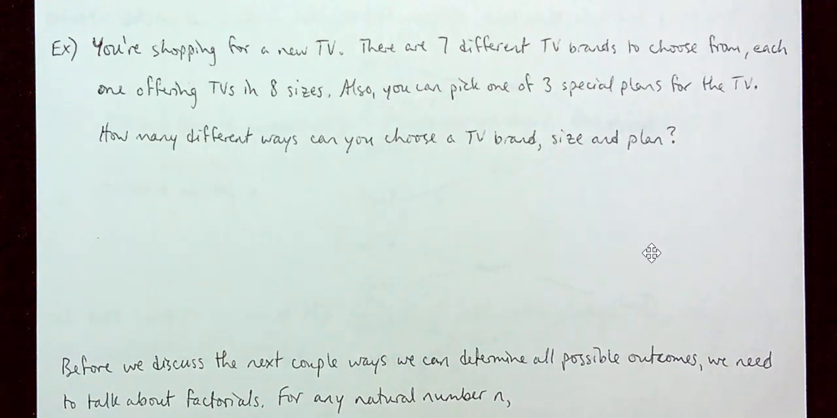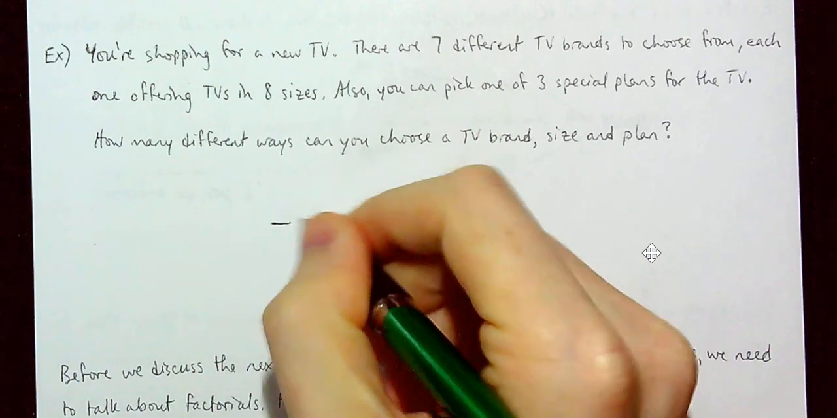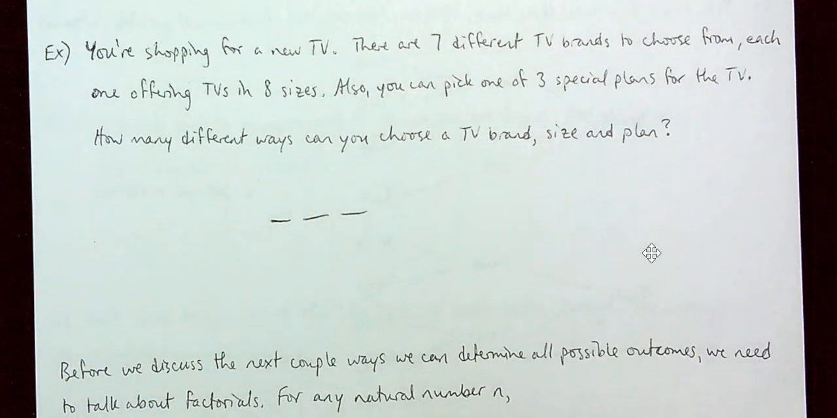Suppose you're shopping for a brand new TV. There are 7 different TV brands that you can choose from, and each brand offers their TV in 8 different sizes. Also, when you purchase your TV, you can pick one of 3 special plans for the TV. So how many different ways can you choose a TV brand, size, and then a special plan? So we have 3 things here. We have the brand, we have the size, we have the plan.